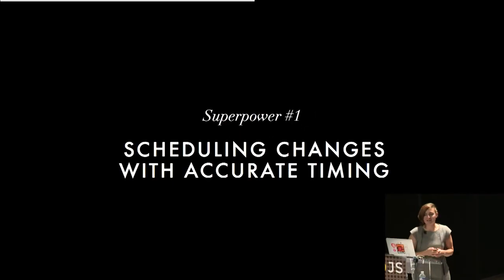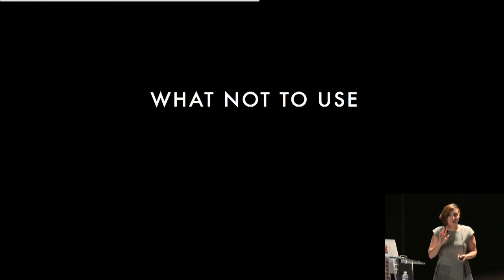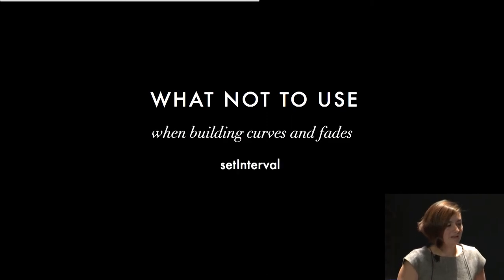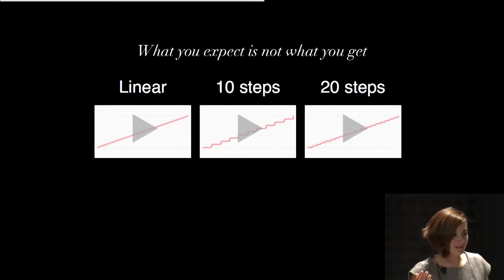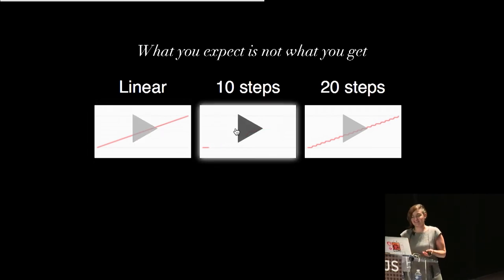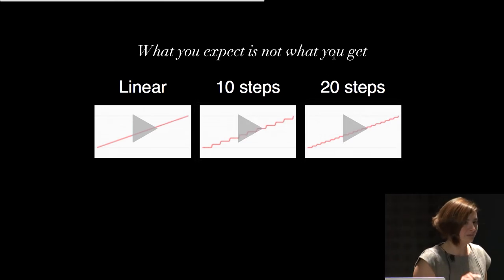Superpower number one is that you can schedule changes with accurate timing, and you cannot do that if you change the value of the property instantly. What you don't want to use ever when you do audio, music and stuff is setInterval or setTimeout. Get that out of your heads now. You may be saying, I'm just going to set a timeout or an interval and update the frequency as fast as I can, and I want to get something like this, right? Updating as quick as I want. But what you're actually going to get is something like this, which is pretty different. And our ears are really, really sensitive to this kind of change.